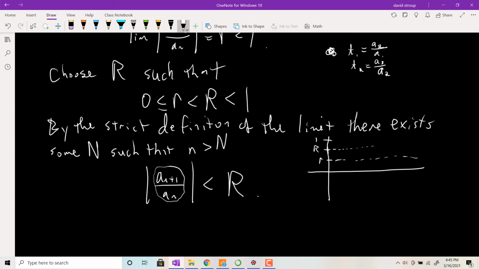Because of the strict definition, because this limit is equal to this number r, we can find an epsilon such that for the little n values greater than big N, maybe the terms of our sequence were like this, but once we get past big N, all the terms of the sequence are around here, so they're always going to be less than the R value, which is up here. It's just because of the strict definition that you can do that. So what happens then?